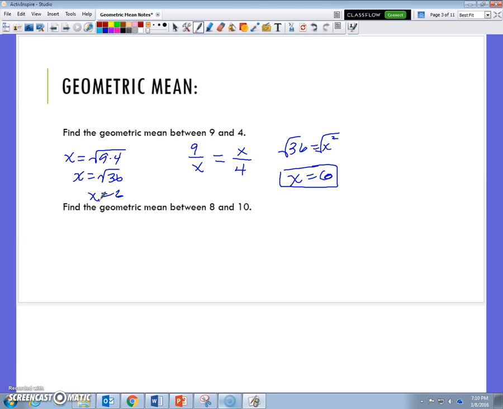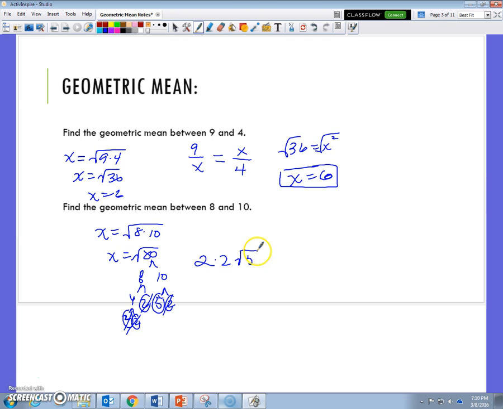So again, we could do it again. Say x equals the square root of 8 times 10, the square root of 80. Now I like to reduce them with the factor tree. And just a reminder on the factor tree here, it's almost like playing Go Fish. For every pair you get to keep one of them. You get one pair, one match. So I get one match of 2s that goes outside the square root. I get another match outside the square root. And then the 5 is left inside the root. So in this case, the geometric mean between 8 and 10 would be 4 root 5. That would be the geometric mean.